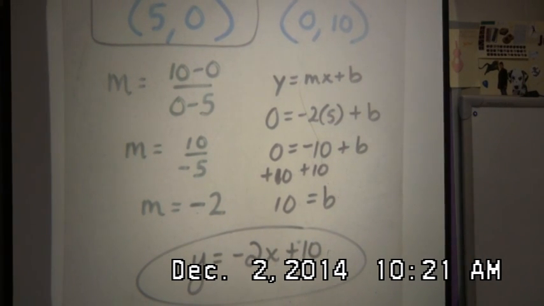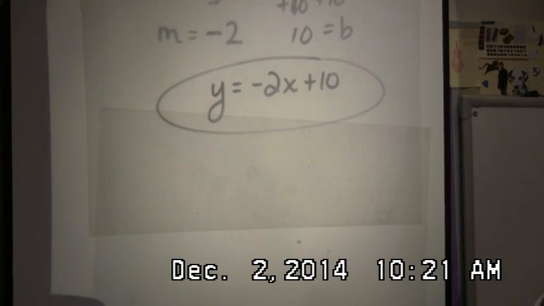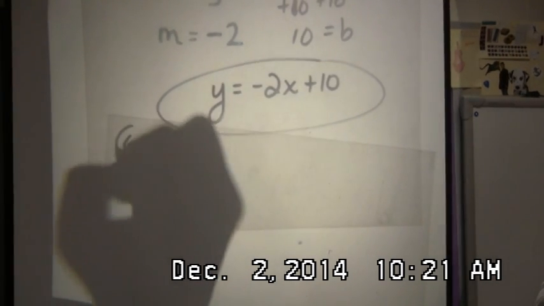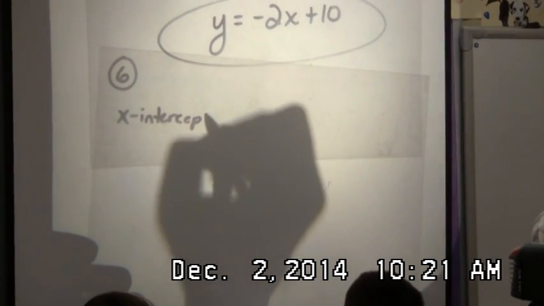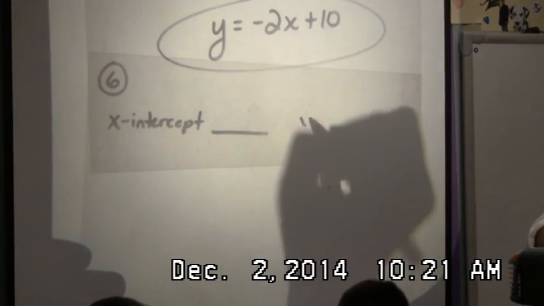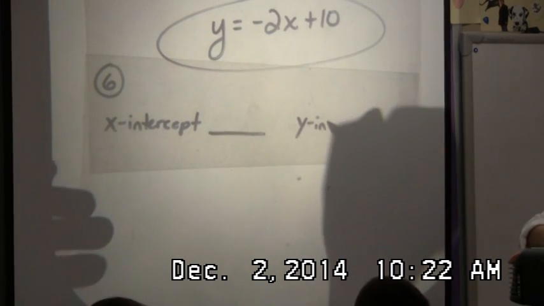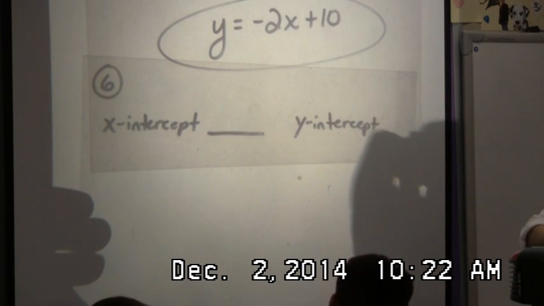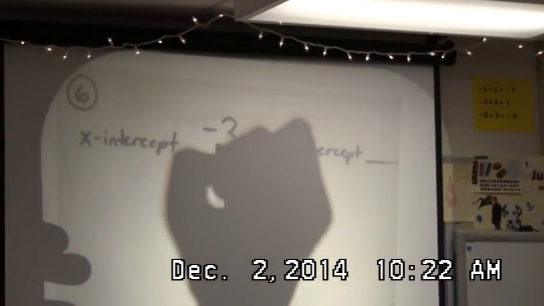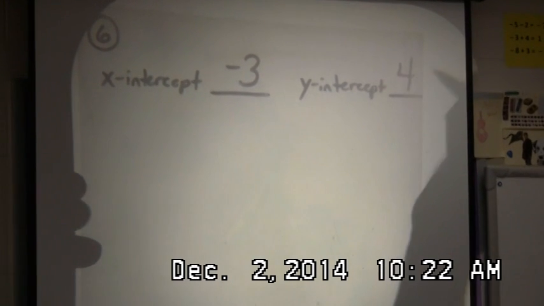All right. Can we try one of these again, please? Number 6, last one. I'm going to give you the x-intercept, and I'm going to give you the y-intercept. And what's the abbreviation for y-intercept? Good. All right. Ready for number 6? The x-intercept is negative 3. The y-intercept is 4.